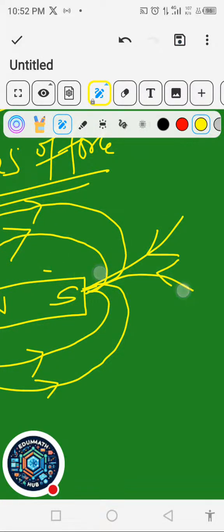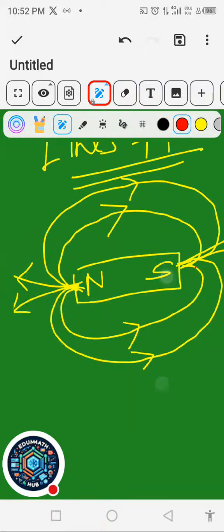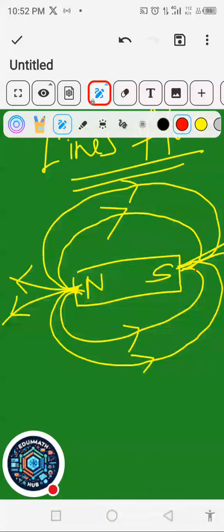So field strength or magnetic lines of force, they move from the north to the south. Take note of that. They can ask you in OBJ. JAMB can ask you in OBJ: how can the field strength be represented? It is from north to south.